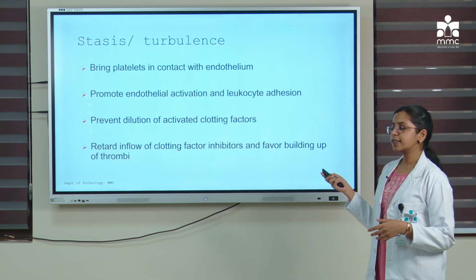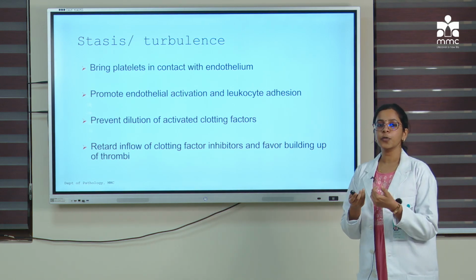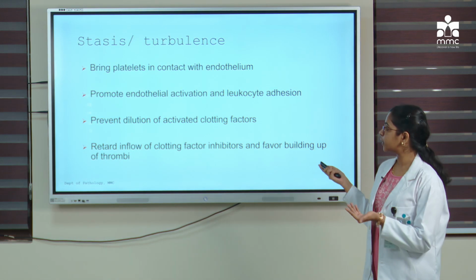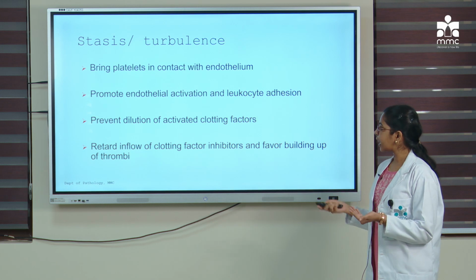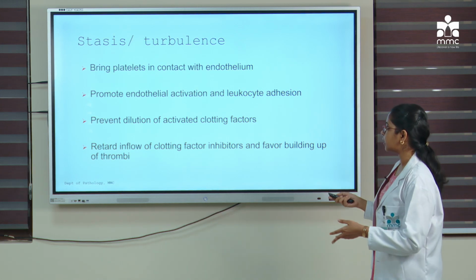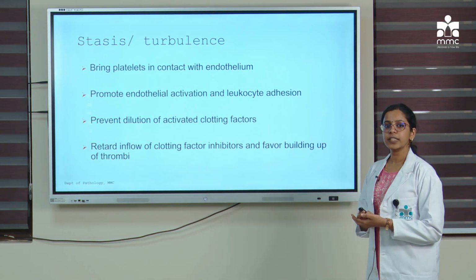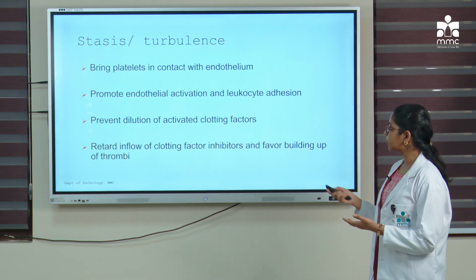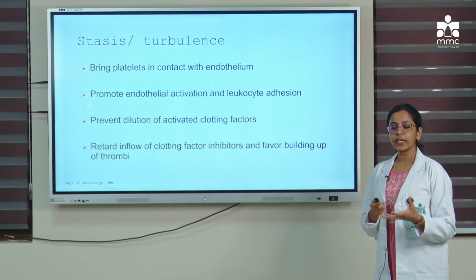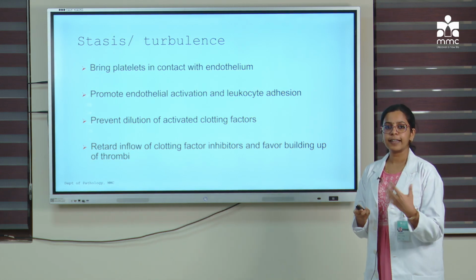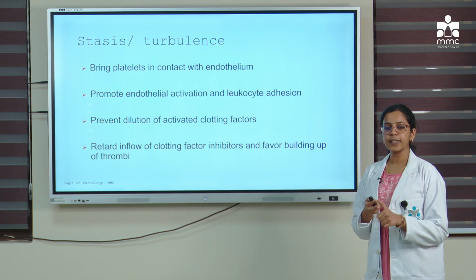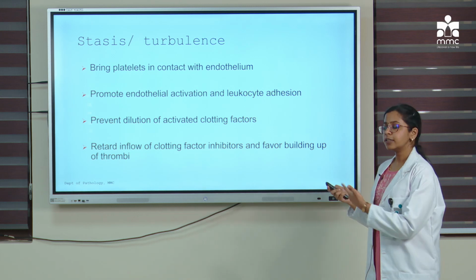So here what happens is that when these cellular constituents are moving to the edges or to the vessel wall, it is going to bring the platelets in contact with the endothelium, and this is going to promote endothelial activation as well as leukocyte adhesion, as what happens in the inflammation condition. And it can also prevent dilution of the activated clotting factors, and it can also retard the inflow of the clotting factor inhibitors. So ultimately, it helps us develop a build up of the thrombi itself. So the first factor in altered blood flow is stasis or turbulent blood flow.